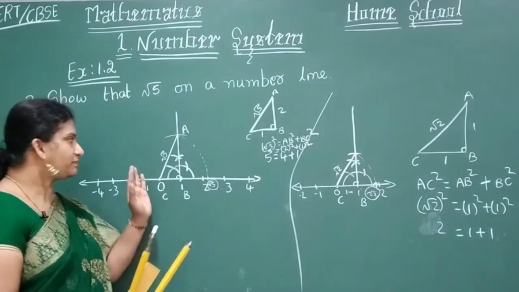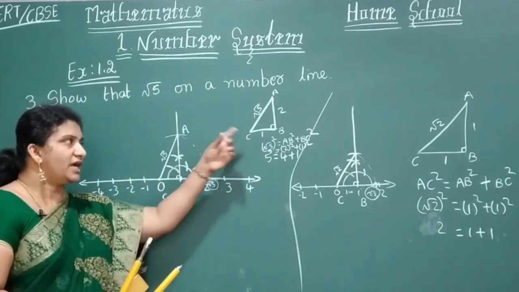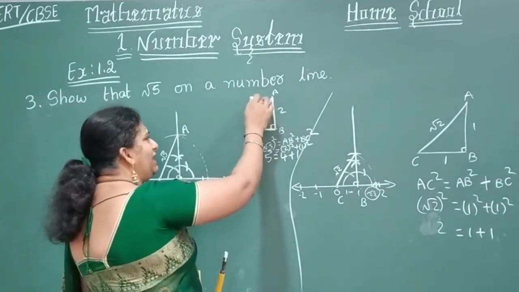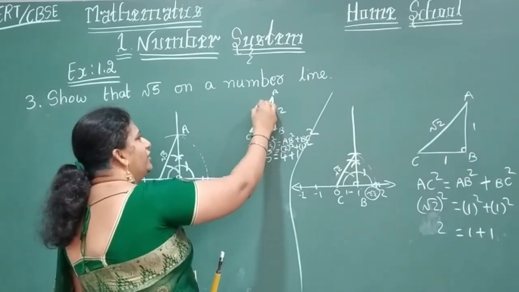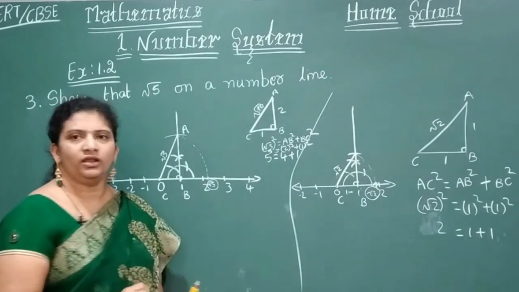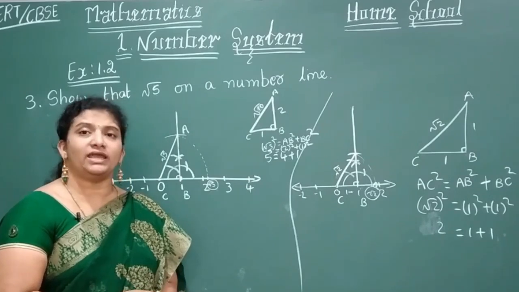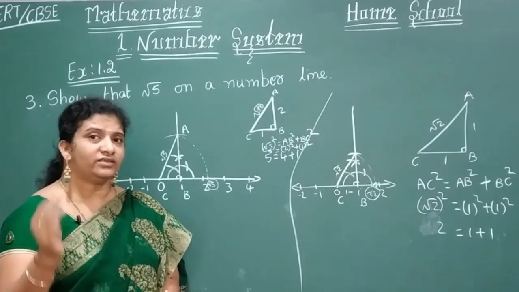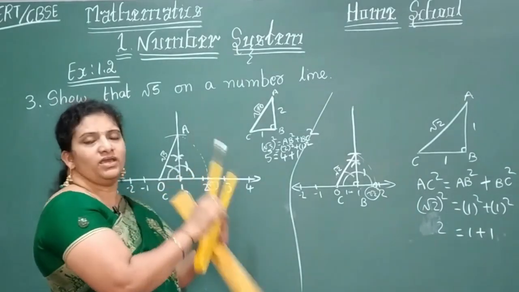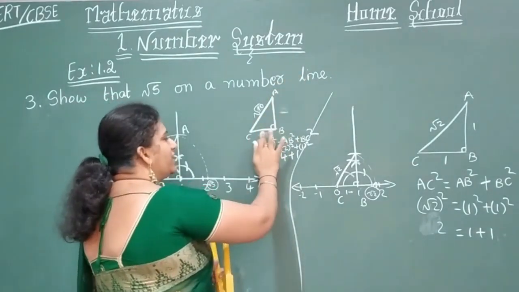Listen carefully. Whatever irrational number is asked, try to frame a right triangle first. Suppose any other number, let's take root 10. Just imagine root 10 you need to plot on the number line. Root 10 is nearer to which number, children? Root 9 means 3, right? After 3, your root 10 will be on the number line. This we need to clear for the next problem.